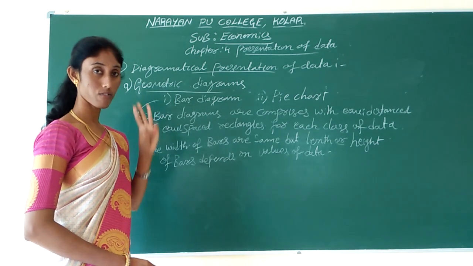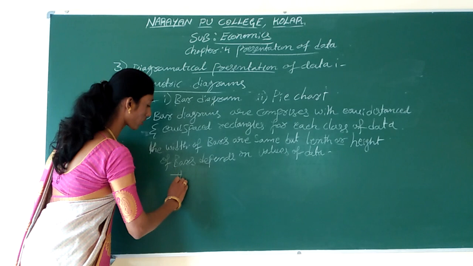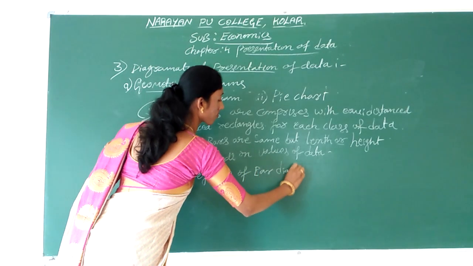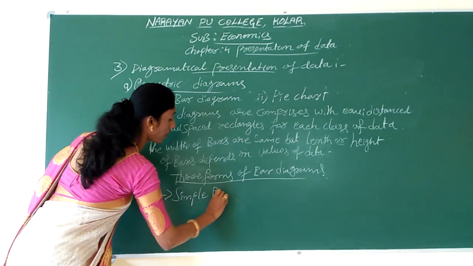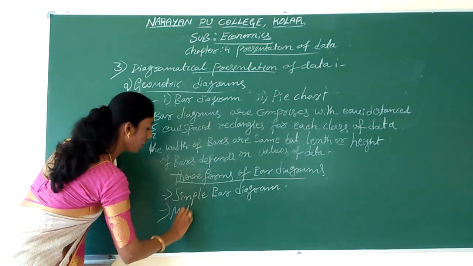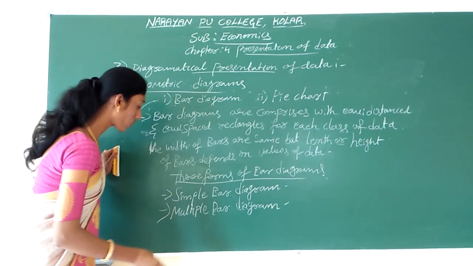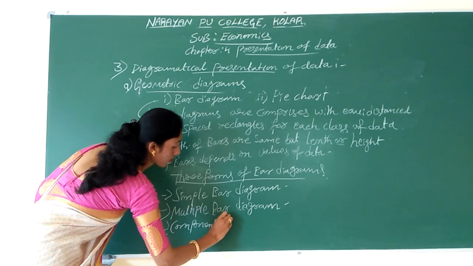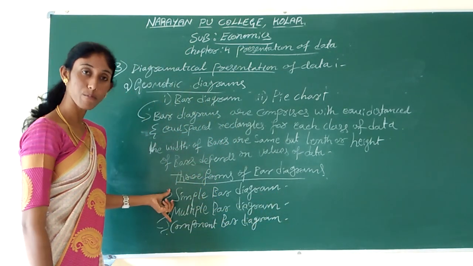Again, in bar diagrams, we have three forms. There are many, but mainly here we are going to discuss three forms of bar diagrams. What are the three forms of bar diagrams? First one, simple bar diagram, second one, multiple bar diagram, and third one is component bar diagram. These are the three forms of bar diagram. Got it, right?